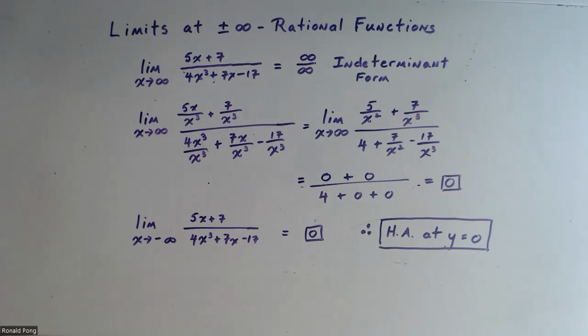This is exactly what we expected from our pre-calculus course, that we would have a horizontal asymptote at y equals 0. We would get a very similar, and in fact the same result as x approaches negative infinity, once again using our modified form of the rational function, and we would end up with the limit as x approaches negative infinity of this function also equaling 0. Again, that tells us that we have a horizontal asymptote at y equals 0.